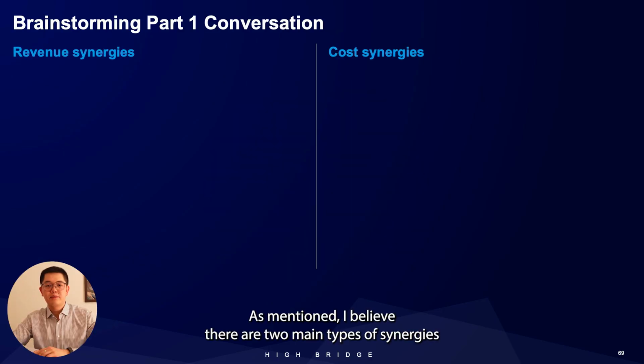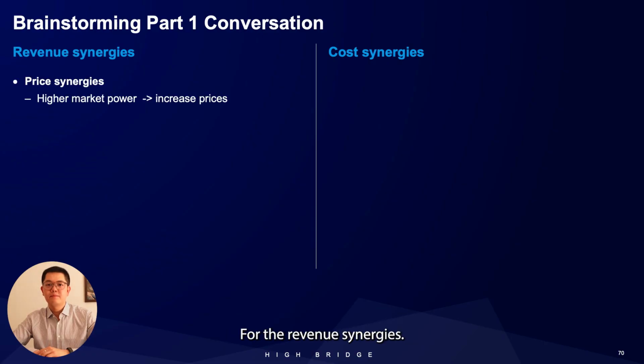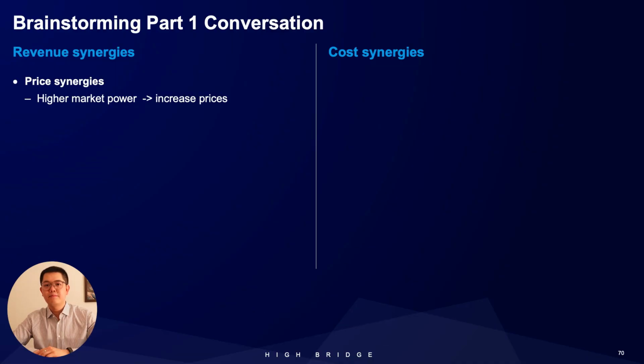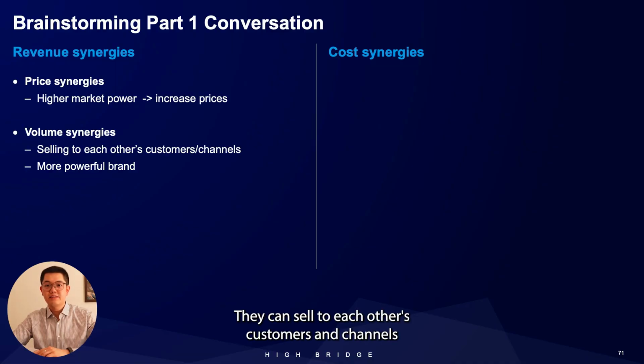As mentioned, I believe there are two main types of synergies that Kai Drinks can capture: revenue synergies and cost synergies. Let me expand on each. For the revenue synergies, let's start with price. Kai Drinks can benefit from higher pricing ability after this acquisition, as the overall market power will increase, enabling rising prices. For volume, they can sell to each other's customers and channels, and therefore increase in distribution footprint.